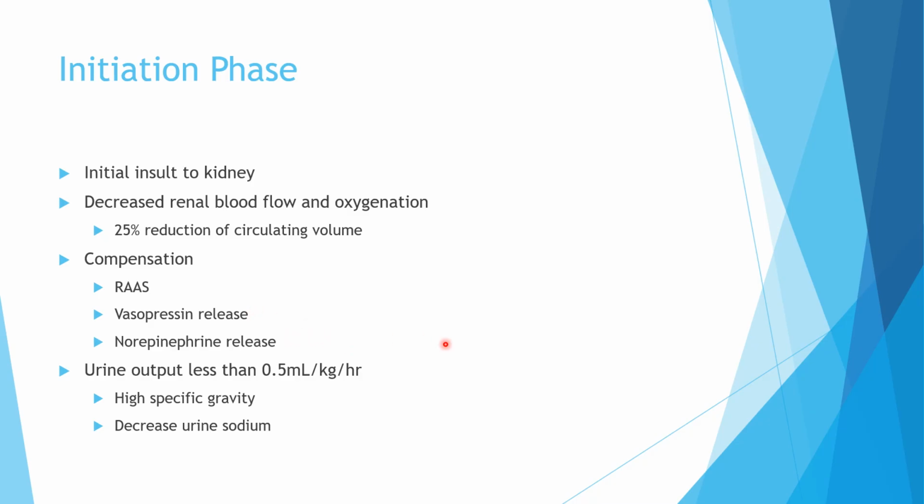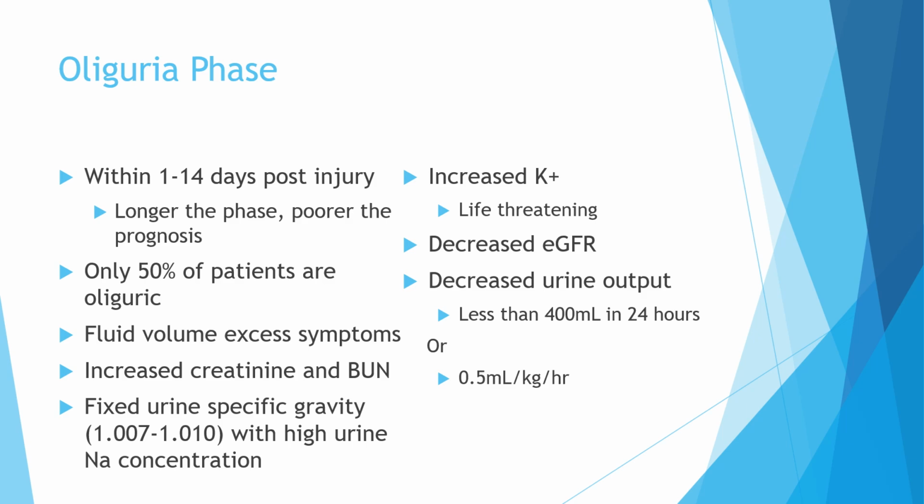One of the signs of the initiation phase is just a decrease of urine output, right? We're going to have a higher specific gravity within our urine because we're holding on to more fluid, and when we hold on to water, we hold on to sodium. So our urine's going to be more concentrated and less salty because we're going to be holding on to more fluid. Next is our oliguria phase. So this can be within 1 to 14 days after an injury.